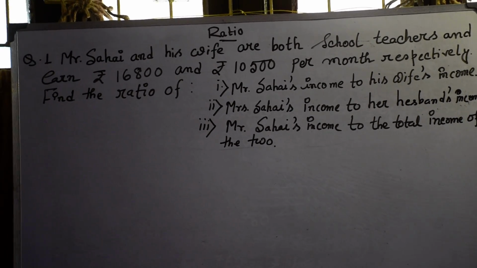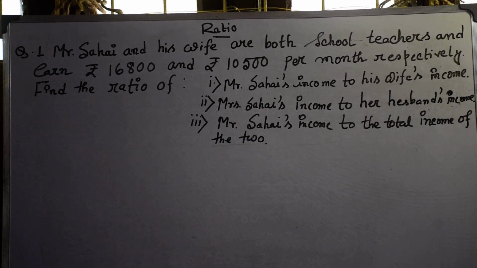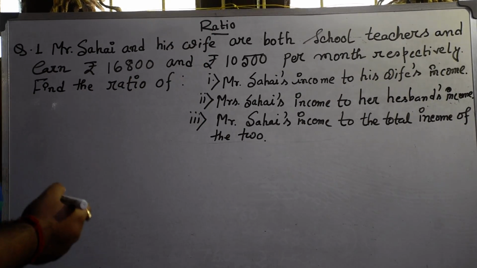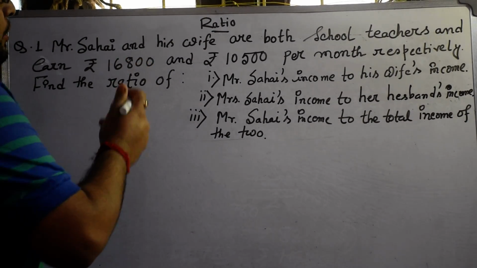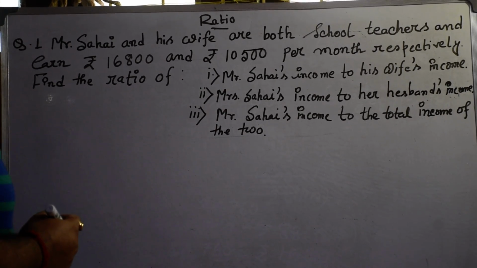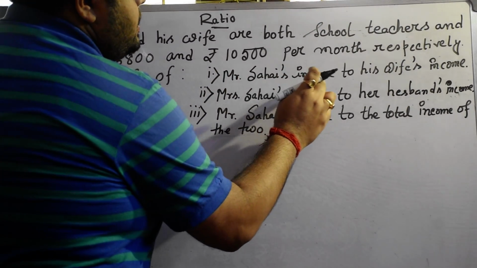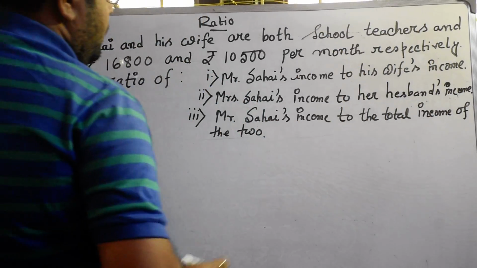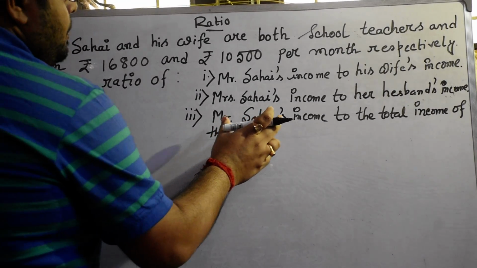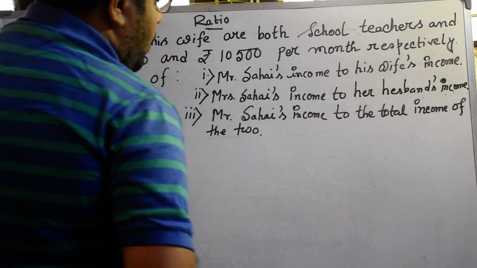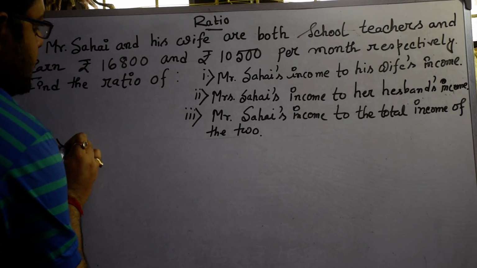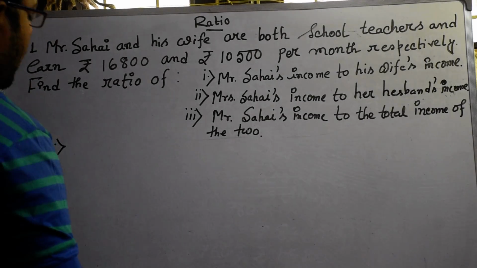So first sum for today's session, that is Mr. Sahai and his wife are both school teachers and earn rupees 16,800 and 10,500 per month respectively. Then find the ratio of Mr. Sahai's income to his wife's income, then Mrs. Sahai's income to her husband's income, then Mr. Sahai's income to the total income of the two. So first is Mr. Sahai's income to his wife's income.